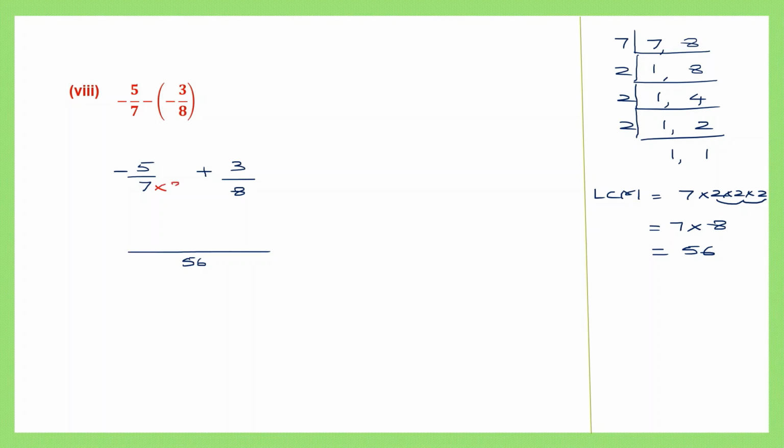The first rational number, denominator is 7. 7 into 8 is 56, so multiply minus 5 into 8. Minus 5 into 8 is minus 40. Plus, the second rational number, denominator is 8. 8 into 7 is 56, so multiply 3 into 7. 3 sevens are 21. Now here we have minus 40 plus 21. Signs are different, so put the sign of the bigger number and subtract 40 minus 21. So let's do that. 40 minus 21. Borrow. 10 minus 1 is 9. 3 minus 2 is 1. So we have minus 19 by 56, which is our final answer.